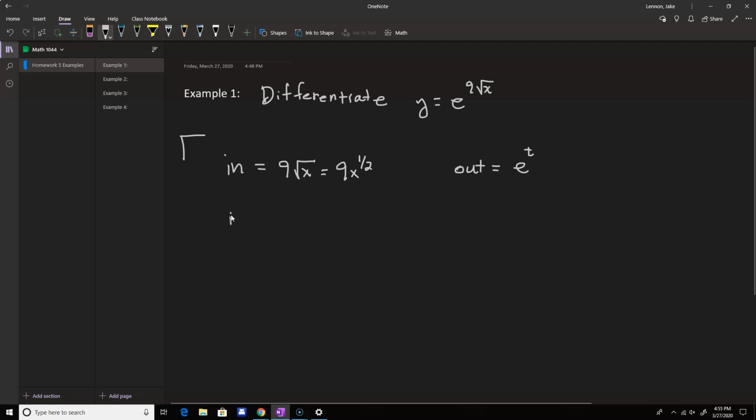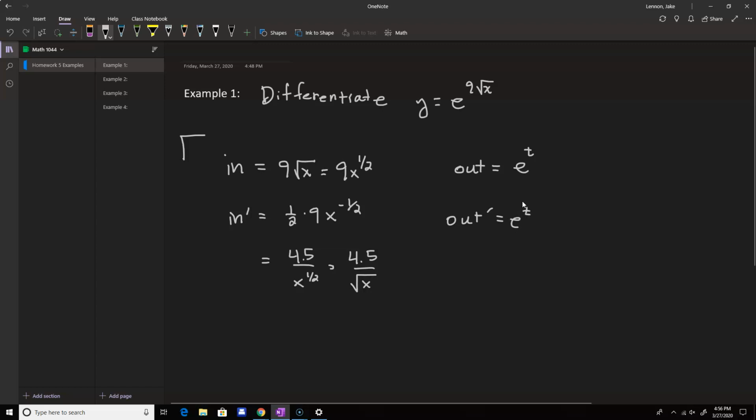And then the derivative of the inside here would be, again, we bring down the 1/2, we multiply that by the 9, and then we subtract 1 from the exponent. So this can be rewritten as, let's say, 4.5 divided by x to the 1/2 power. Or if you want to go back to the square root, you can write that as 4.5 divided by the square root of x, however you prefer. And then the derivative of the outside, the derivative of e to the t, is just e to the t.